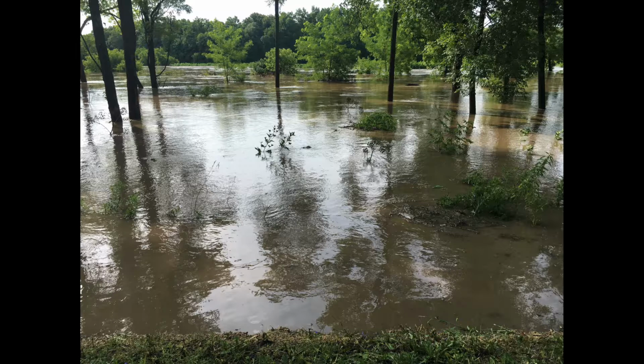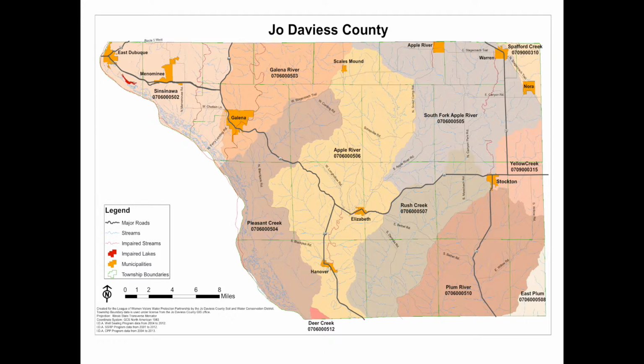We know, for example, we have stormwater management issues in our area. We know that we have water bodies in the county that have been designated as impaired by the Illinois Environmental Protection Agency because of the levels of various pollutants that affect the use of these water bodies. Impaired water bodies on this map are shown in red.